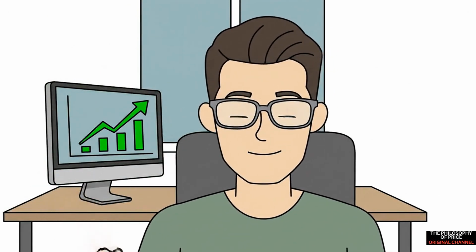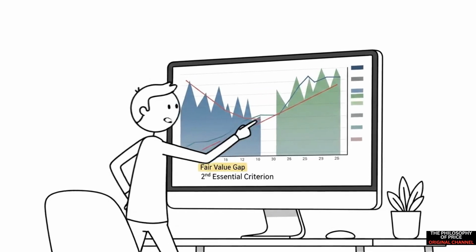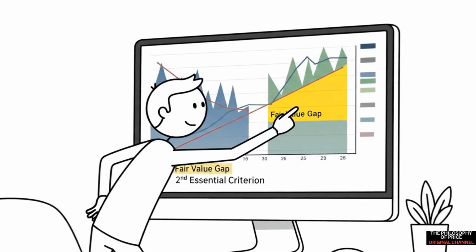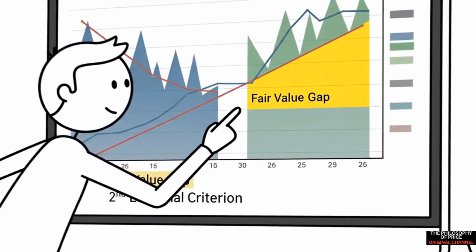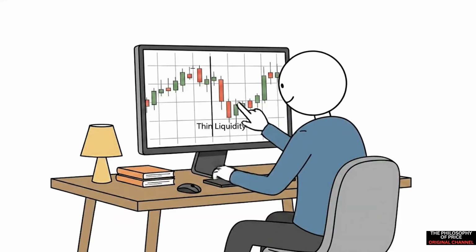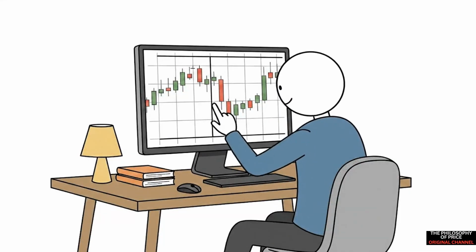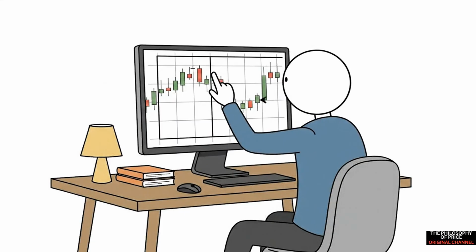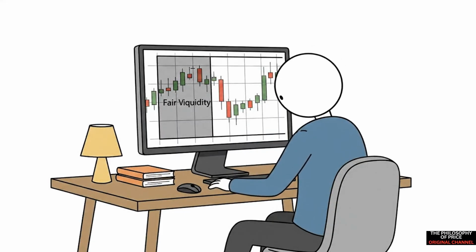The second essential criterion is imbalance, which most traders will recognize as a fair value gap, or FVG. This visible gap between candles is more than just a chart inefficiency. It serves as a direct visual representation of thin liquidity in that area.